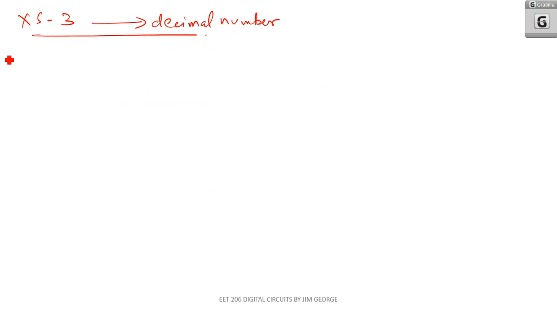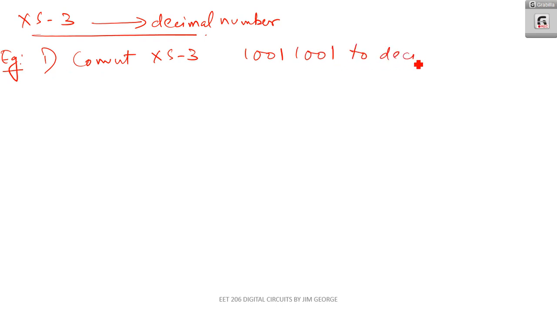Okay. So I'll show an example. Convert the XS3 code 1001 to decimal. Okay. So this is basically an XS3 code.